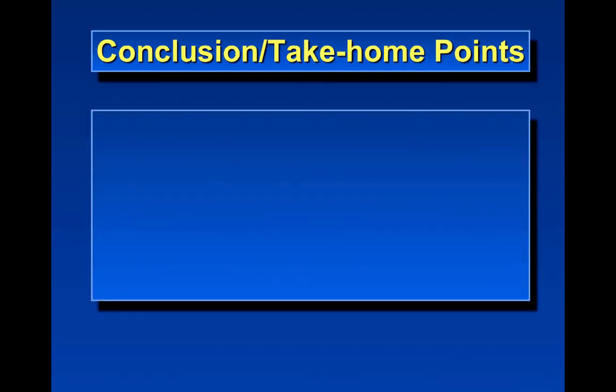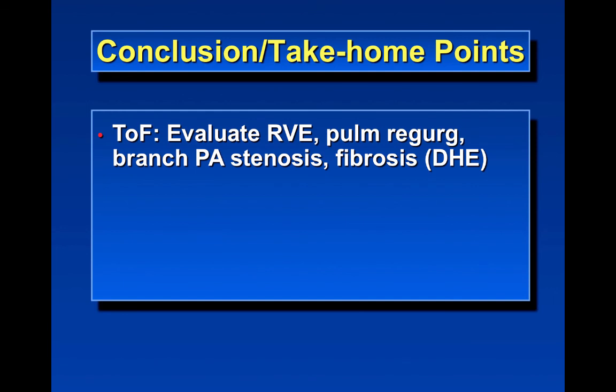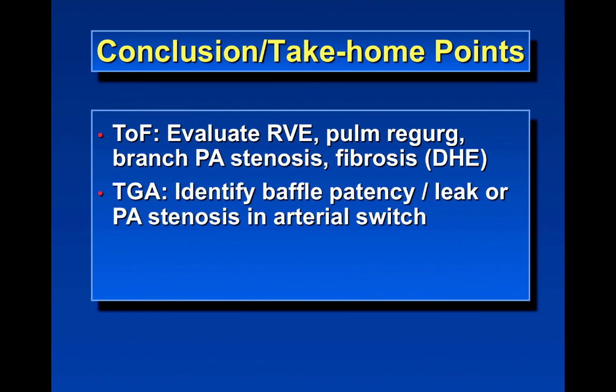So I'd like to conclude with a few take-home points. In Tetralogy of Fallot, we evaluate patients with adult Tetralogy of Fallot post-operatively. We want to measure the right ventricular volume to assess for right ventricular enlargement. We quantify pulmonary regurgitation. We identify branch pulmonary artery stenosis, as well as myocardial fibrosis using delayed enhancement, which will help us determine prognosis. In transposition of the great arteries, we want to identify baffle patency or leak in patients who have had a Mustard or Senning procedure.